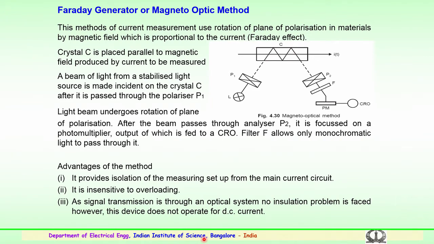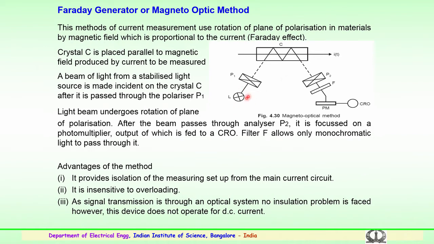This method of current measurement basically uses the rotation of a plane of polarization in materials, particularly by the magnetic field, which is generally proportional to the current. That is, the Faraday effect is considered here. So, the crystal C is placed parallel to the magnetic field produced by a current, as shown here, I of t, which is to be measured.